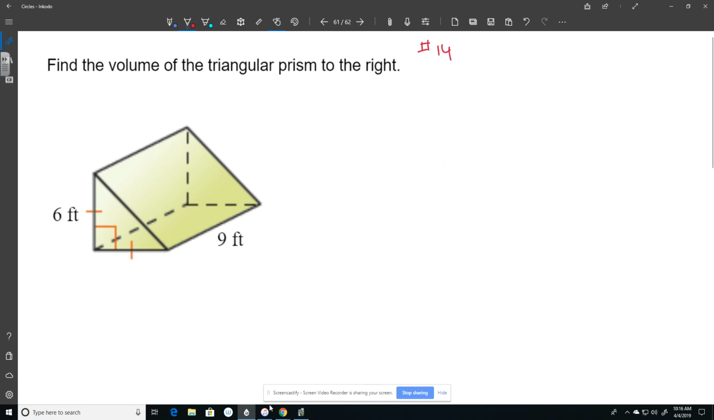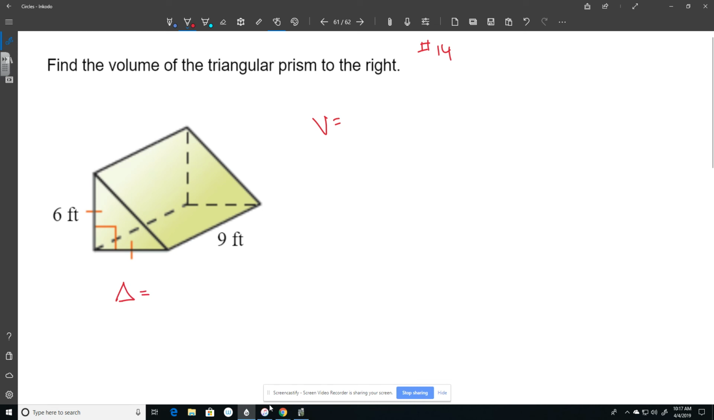Number 14 wants you to find the volume of the triangular prism. So remember, this is kind of like a package of saltines, but instead of squares, they're shaped like triangles. And so to find the volume of a cylinder or of a prism of any kind, I just take the area of my saltine, or the area of the shape that's getting stacked. And in this case, that's a triangle. So I'm going to take the area of the triangle and then just see how many of those are stacked on top of each other.